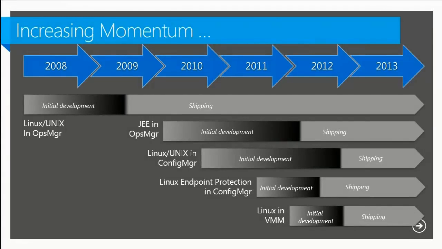All right, so the point here is we started on this journey in 2008. We built on it. We added Java application server monitoring. With SP1, we added Unix and Linux capabilities in Configuration Manager, and Linux capabilities in Virtual Machine Manager. So when we say we're committed to this, we're actually delivering on that. We're continuing to invest in these products and building both in our breadth of portfolio and then the capabilities within that portfolio.